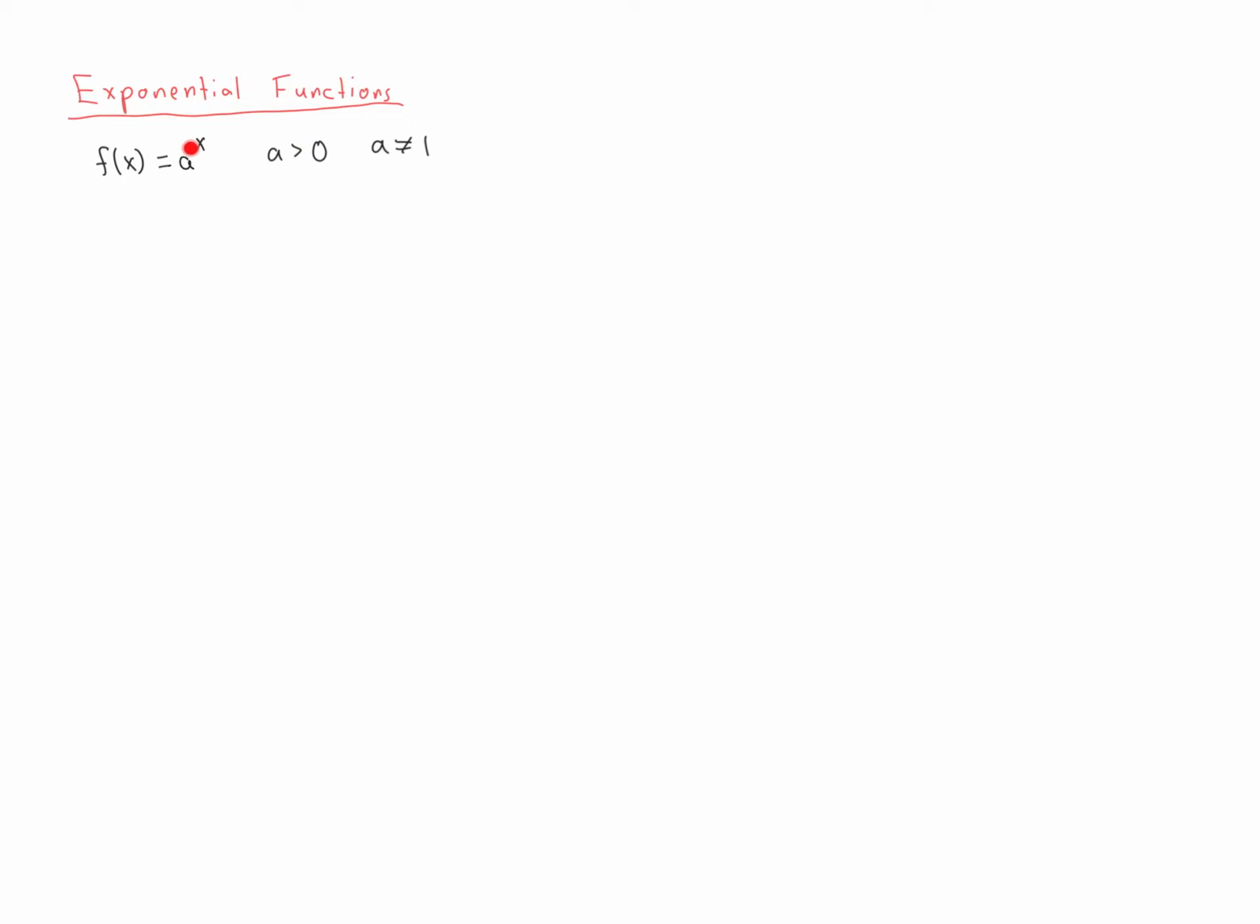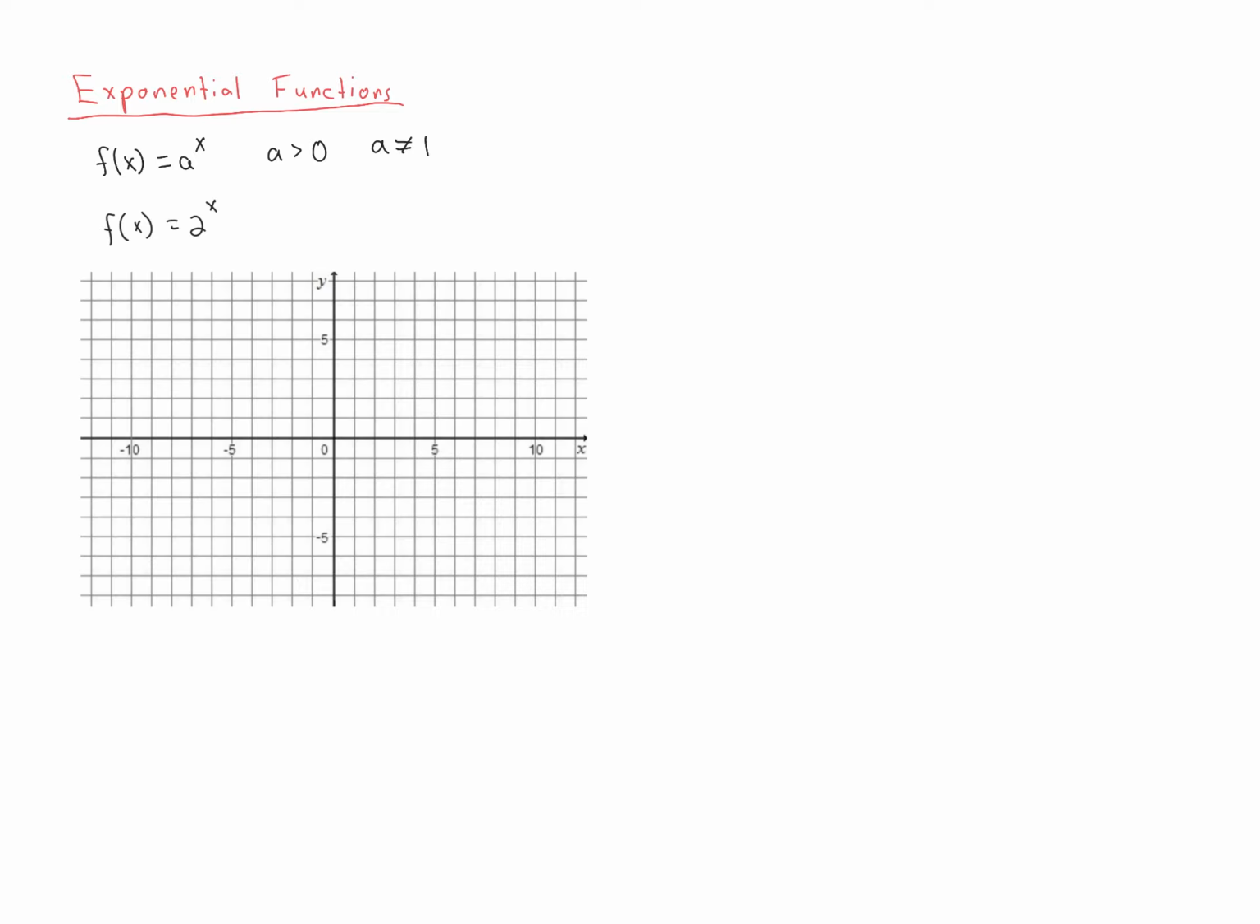If we had 1 to the x power, well, 1 to any power is just 1, so that would be a constant function, which is not particularly interesting. There are lots of exponential functions. The most classic one is f of x equals 2 to the x. That's generally the first one that students look at. Let's make a quick graph of this.